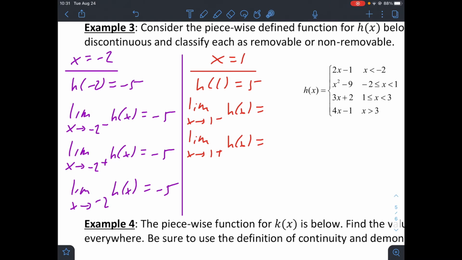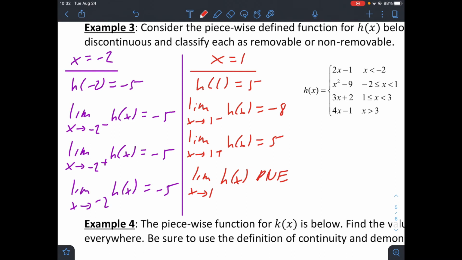So if we put 1 into here, we already said we would get 1 squared minus 9, that would be -8. And if we put 1 into here, we would get 3 times 1 plus 2, which is 5. So left and right limits disagree. Therefore, the limit does not exist. The limit as x approaches 1 does not exist. Therefore, this function is not continuous at 1.